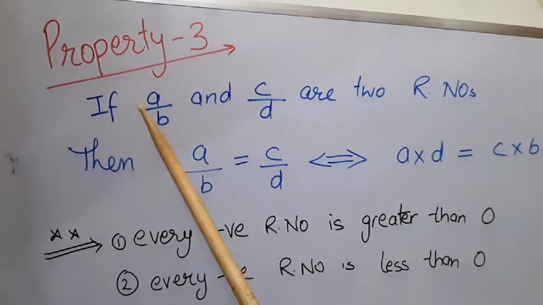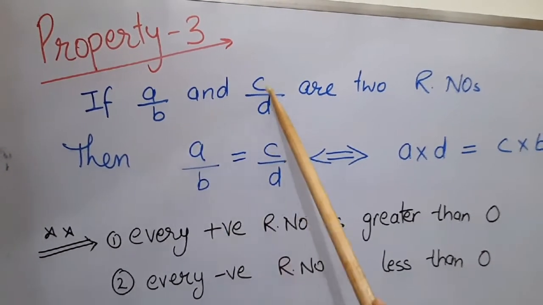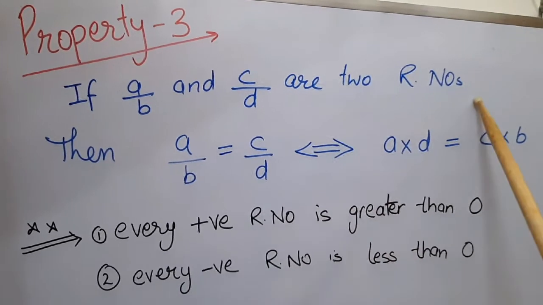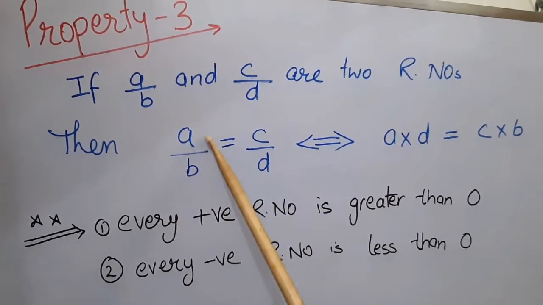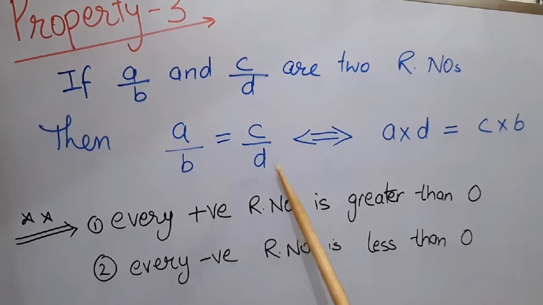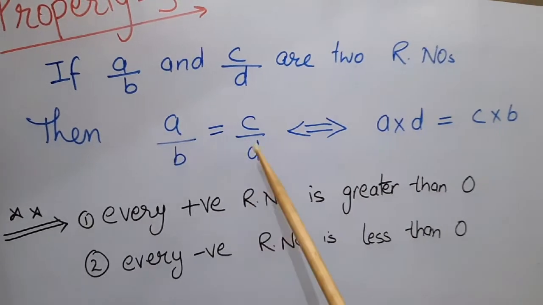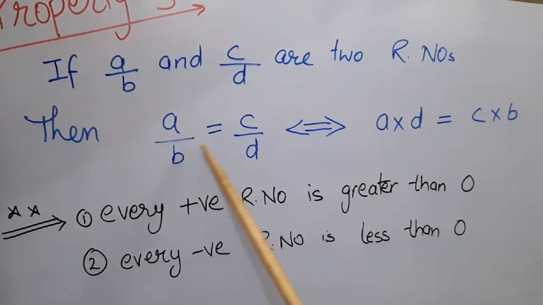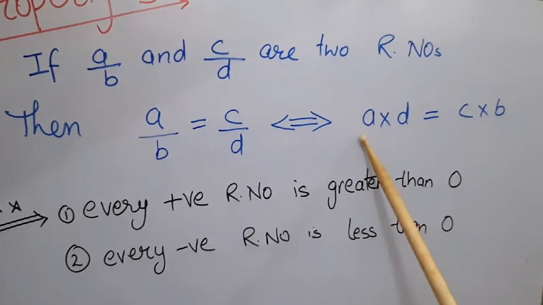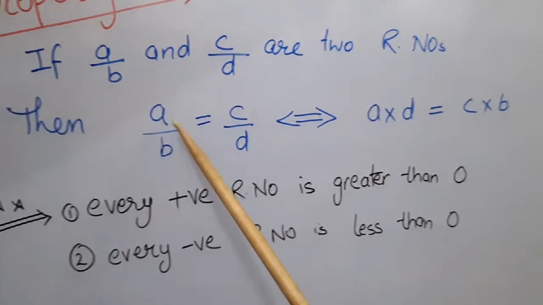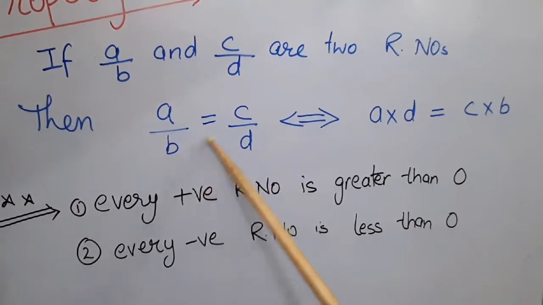Property 3. If a by b and c by d are two rational numbers, then a by b is equivalent to c by d if and only if a multiplied by d is equal to c multiplied by b. Here we cross multiply a with d and c with b.